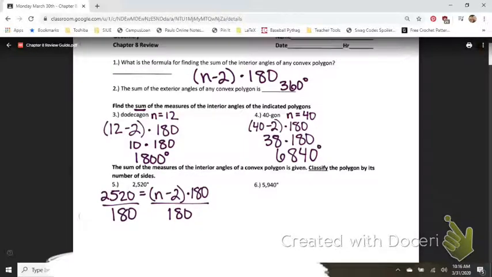So if we take 2,520 divided by 180, we should get 14. On the other side, those 180s just cancel out, so we just have n minus 2. And then we add 2 on both sides. We get that n is equal to 16. Of course, they didn't just want n, they wanted us to classify it. So this one would be a 16gon.